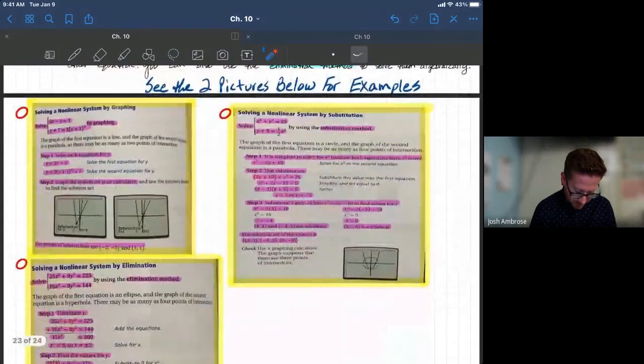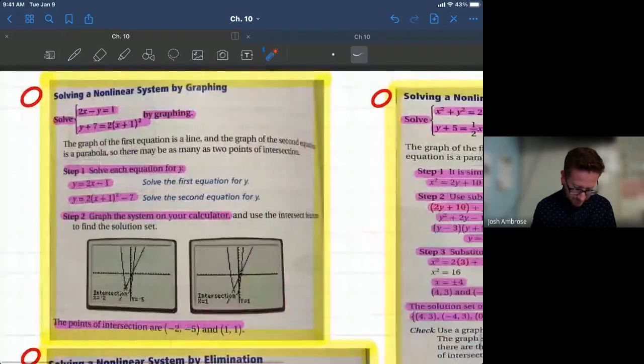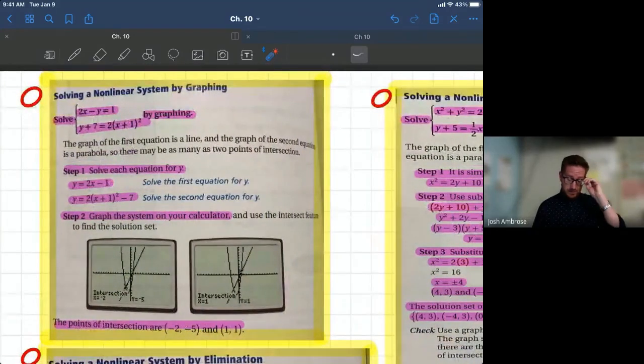And I wanted to give you a few examples right here already worked out. This is if you're using the graphing calculator. So step 1 is make these equations set up for y.